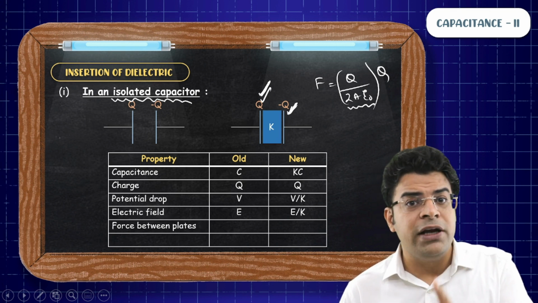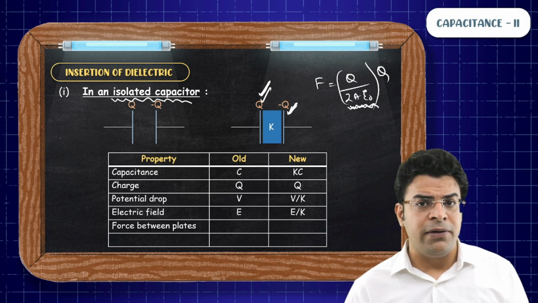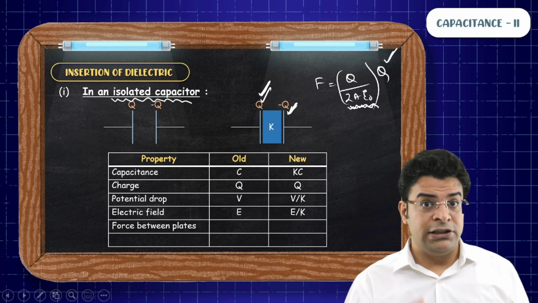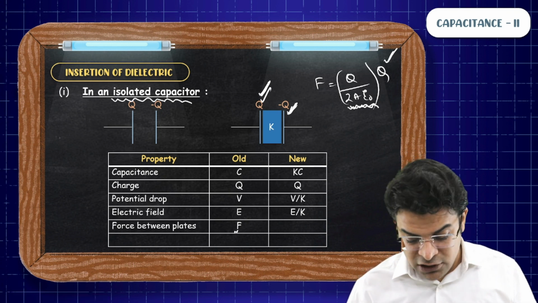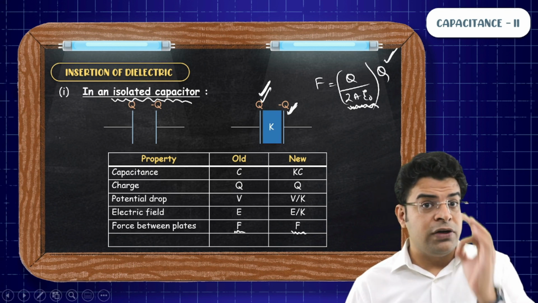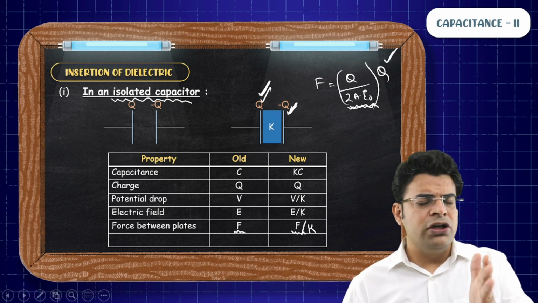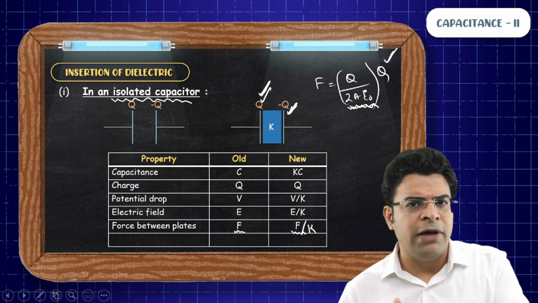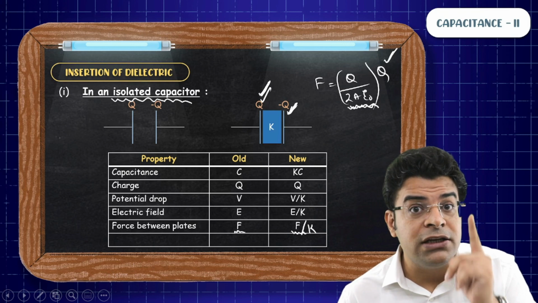So at that point, the field produced by the first plate remains the same, equal to Q upon 2 epsilon naught A, multiplied by the charge on the second plate, which also remains the same. That's why the force does not change at all. So if the original force was F, the new force is also F. Many a times students make this error and mark that the new force should be F by K, because the field due to the first plate at the position of the second plate becomes 1 by K times. No, that is wrong. Why? Because the second plate is outside the dielectric.